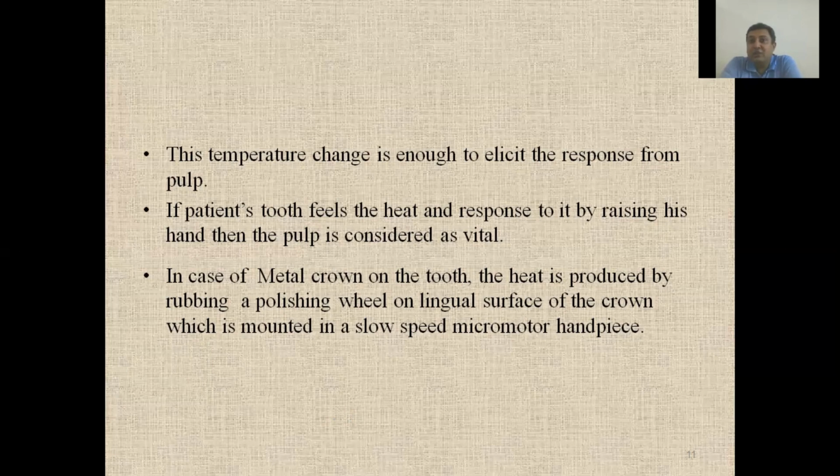In case of metal restorations or metal crowns on the tooth, the heat is produced by a rubbing polishing wheel kept on the lingual surface of that crown, mounted on a slow speed handpiece, preferably a micromotor handpiece.